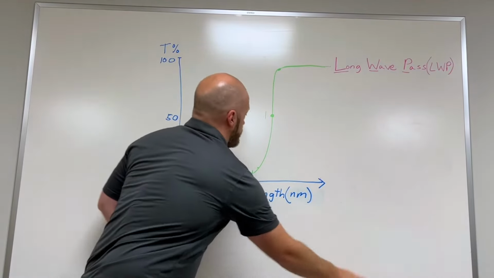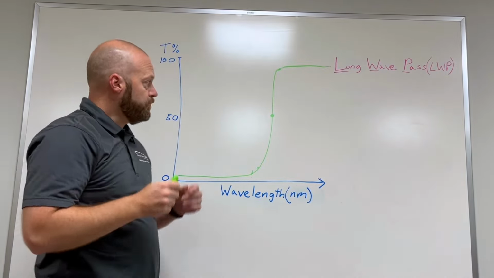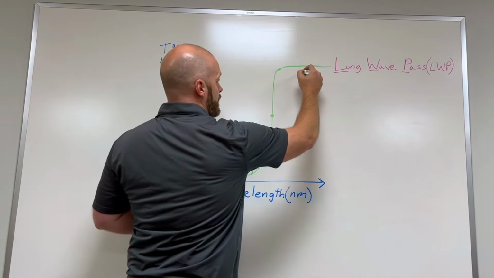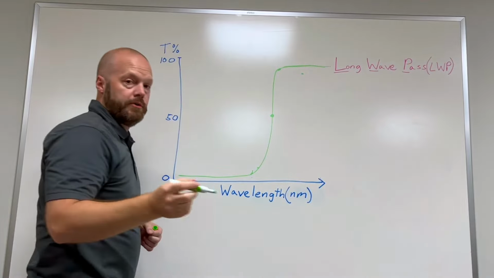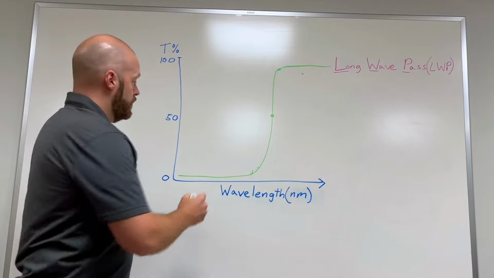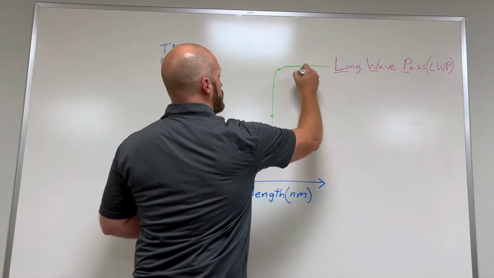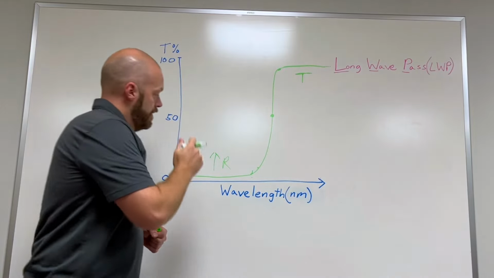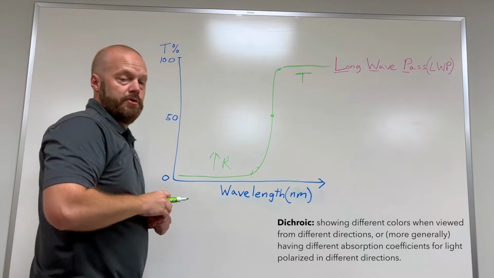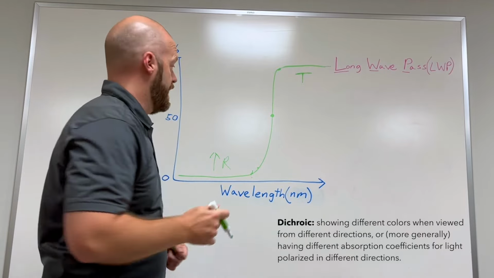So a long wave pass filter can be used in a different way as well. It could just be not the transmitted light that you're using. You may want to use the rejected light as well in reflection. So if this light is going to be used in reflection, and then you have your transmitted light, that is what we like to call dichroic. Occasionally they're called beam splitters as well, or beam combiners, things like that.